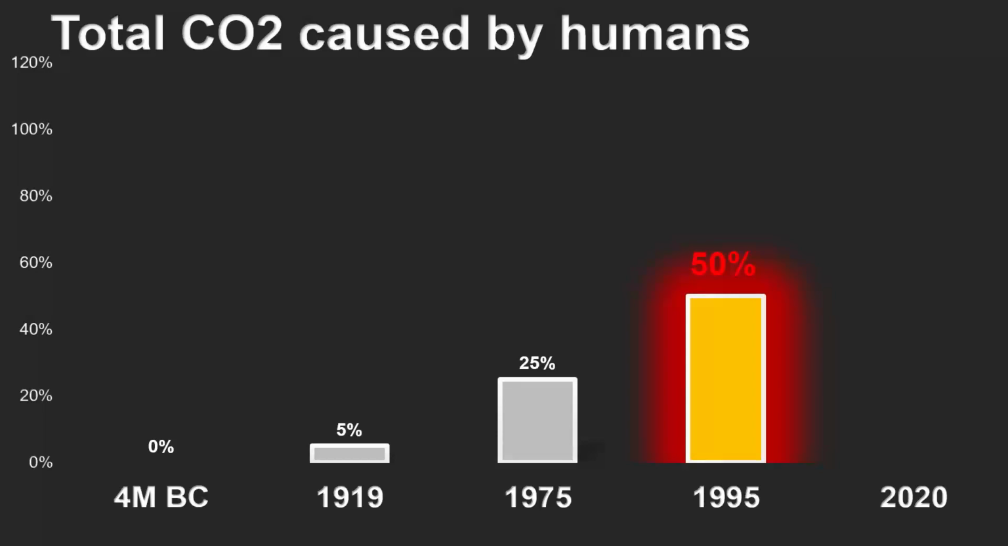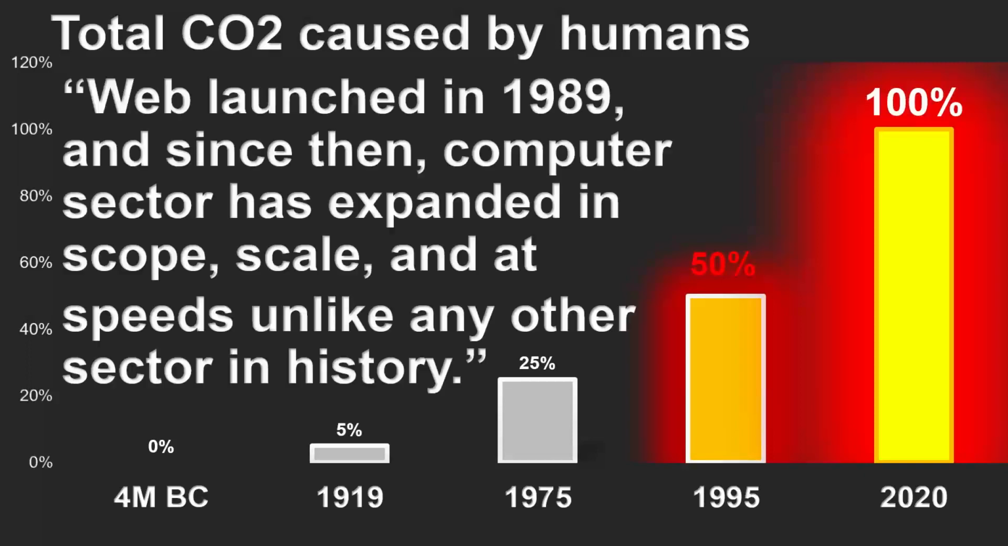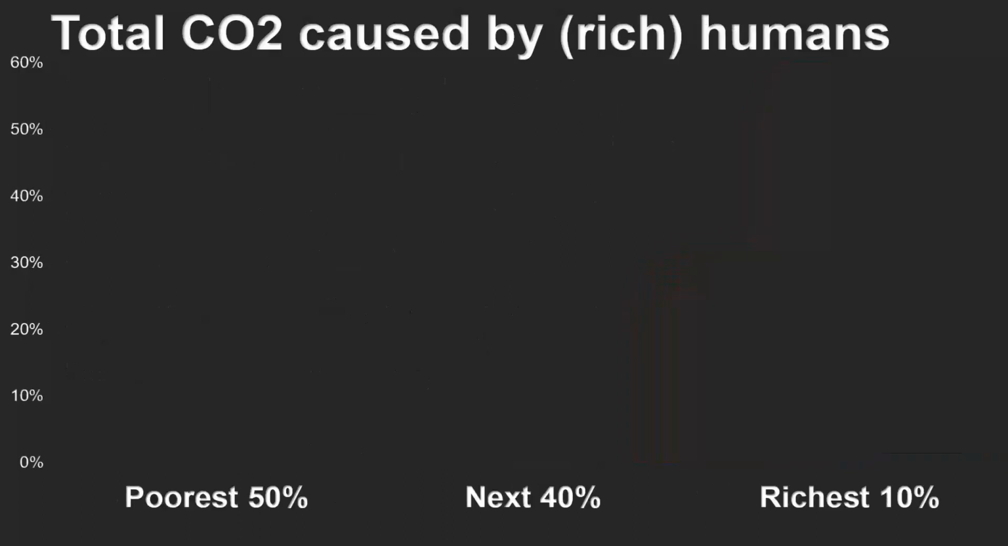So in 20 years between 75 and 95, we had caused another 50%. And between 1995 and basically 2020, we had 50%. This is extraordinary acceleration, and this maps directly to the technological revolution, the computer-driven revolution. The web launched in 1989, and since then, the computer sector has expanded in scope, scale, and speed like no other industry in history.